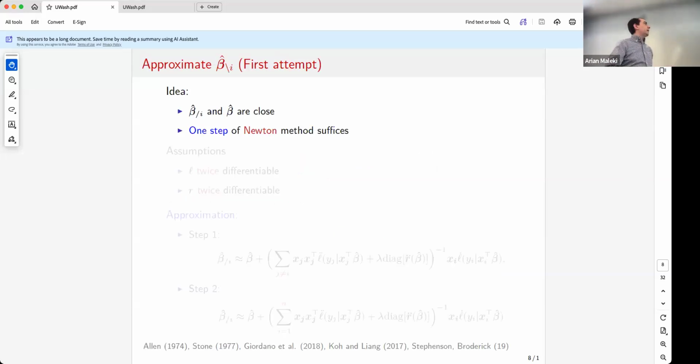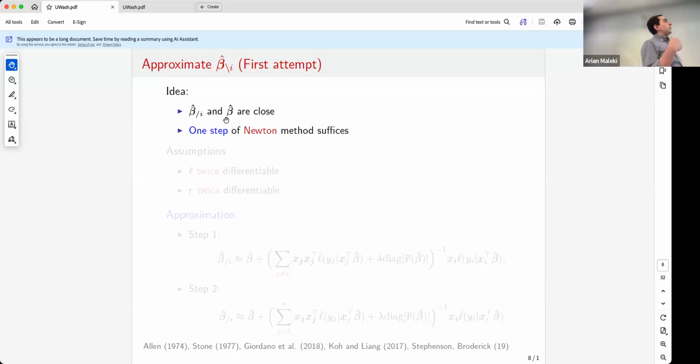And this is the first attempt at getting this approximation. It goes back to Allen's paper and some analysis in Stone's paper. This is the proposal that Allen and Stone had back in the 70s. The idea is that I have n data points, and let's say n is very large. I'm removing one data point. The first assumption that Allen and Stone made in their papers was that beta hat minus i should be very close to beta hat, because out of n data points, one is removed. How much can that change the estimate?